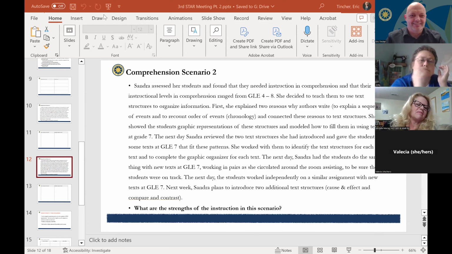Sandra assessed her students and found that they needed instruction in comprehension and that their instructional levels in comprehension ranged from GLE 4 through 8. She decided to teach them to use text structures to organize information. First, she explained 2 reasons why authors write: to explain a sequence of events and to recount order of events, chronology, and connected these reasons to text structures. She showed the students graphic representations of these structures and modeled how to fill them in using text at grade 7. The next day, Sandra reviewed the 2 text structures she had introduced.